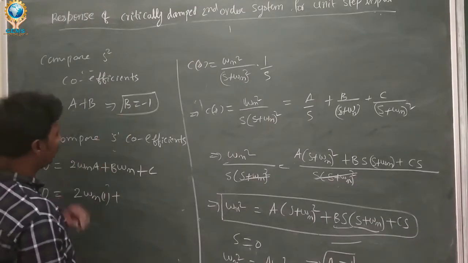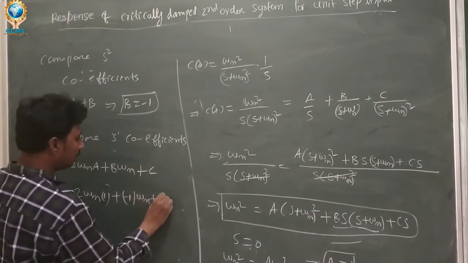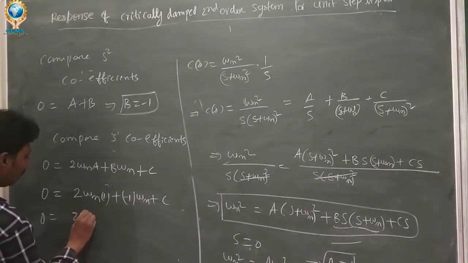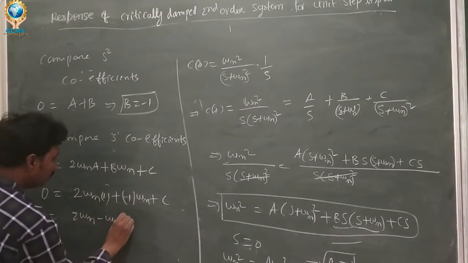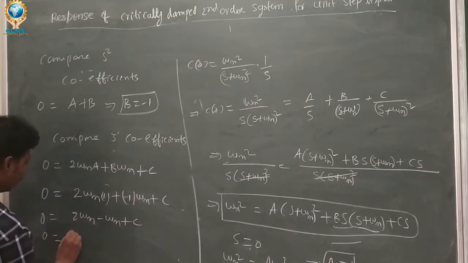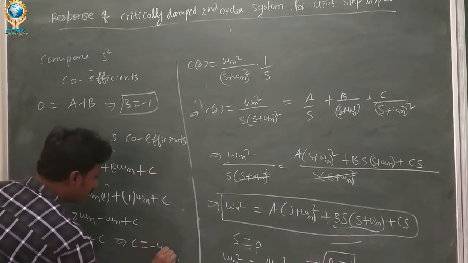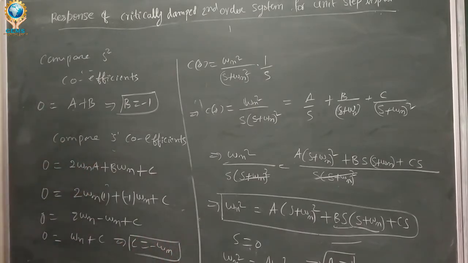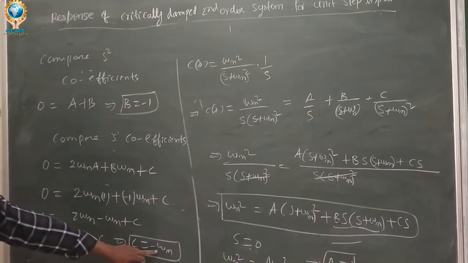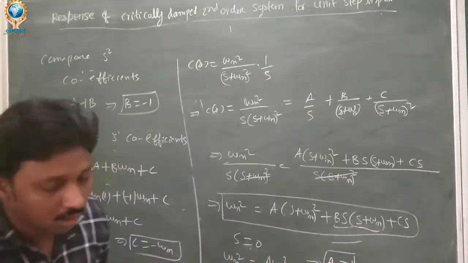B is equal to -1. So -1 into omega n plus C, so 0. So 2 omega n minus omega n plus C. Right? So 2 omega n minus omega n is omega n plus C. So C is equal to minus omega n. So you know A value, A is equal to 1, B is equal to -1 and C is equal to minus omega n. So substitute all the values here. I am going to substitute here.